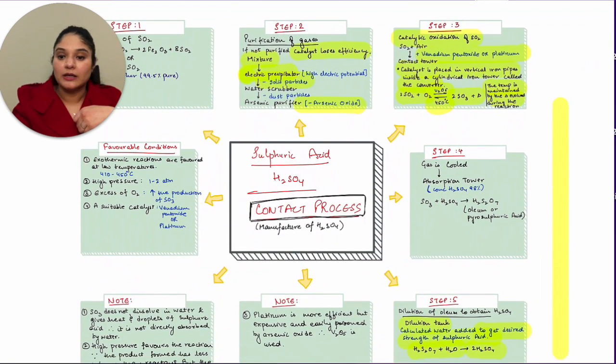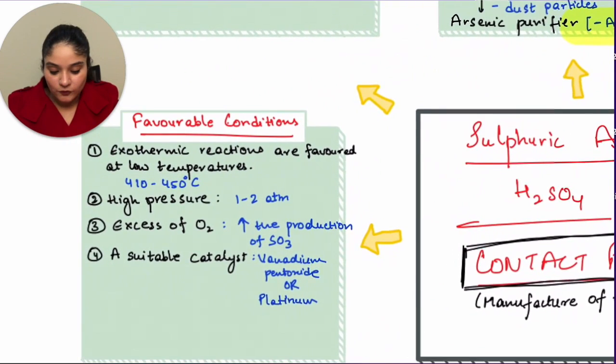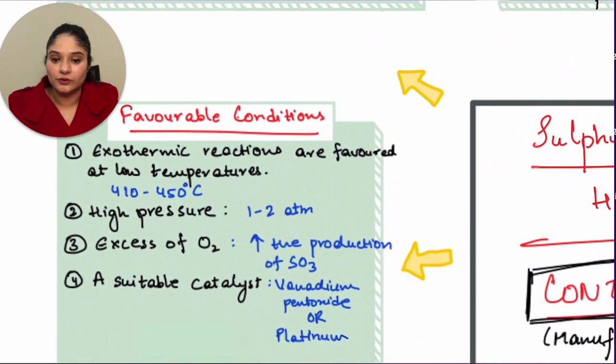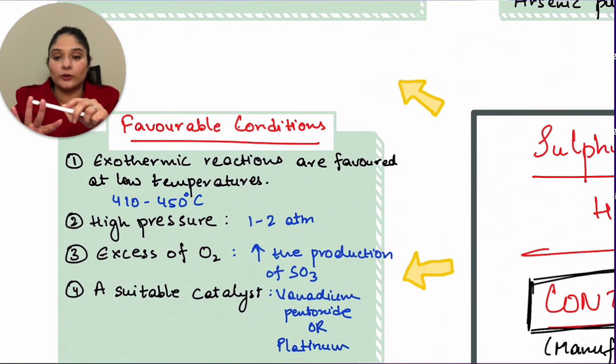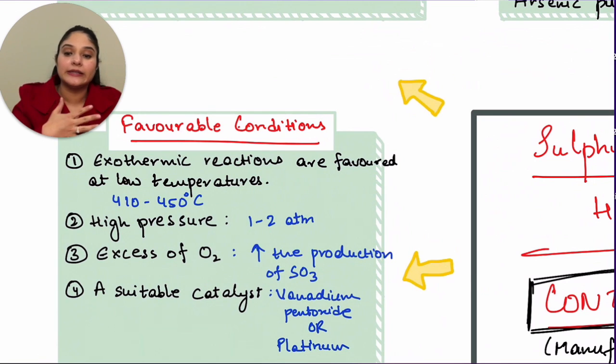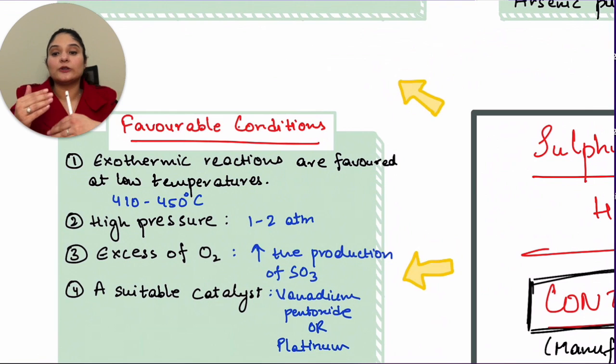Then let's come to the favorable conditions for the contact process. If you look here, you have 4 favorable conditions. The first is that exothermic reactions are favored at low temperatures, so the good temperature to maintain for the contact process is 410 to 450 degrees Celsius. Then you need to maintain high pressure, but there is a reason there. I'll come to the reason later. The high pressure that you have to maintain here is 1 to 2 atmosphere.